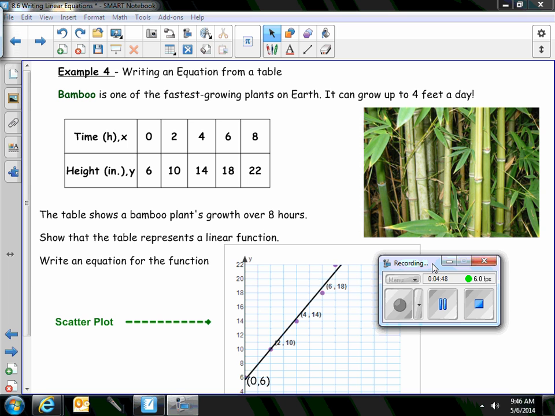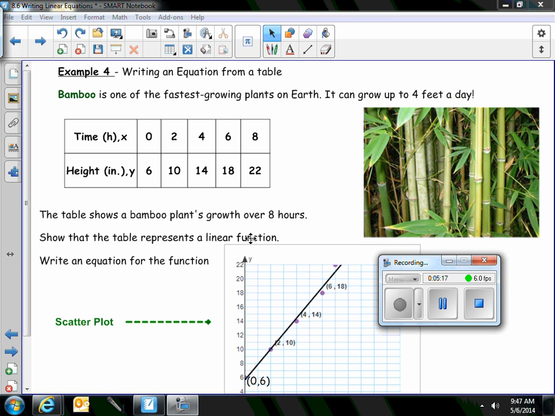Okay, in this example right here, we are writing an equation from a table. Bamboo is one of the fastest growing plants on earth. It can grow up to 4 feet in a day. So I have a table here that shows time in hours and the height that it could grow in one day. The table shows a bamboo plant's growth over 8 hours.